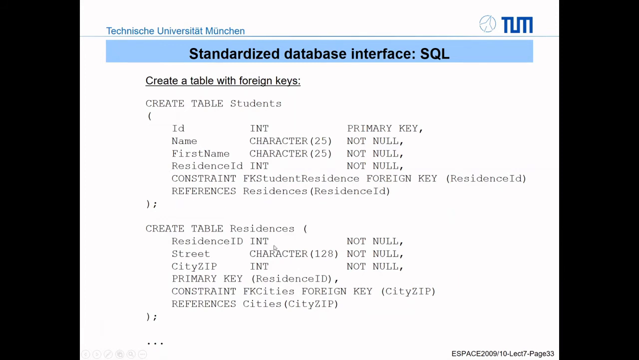And of course you have to set the correct ID here. So this is the primary key for this table. And you can set other constraints, like that the foreign key is city zip. Okay.